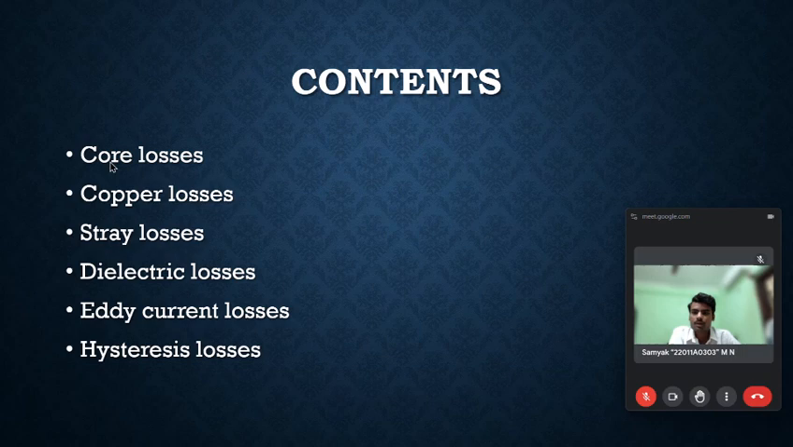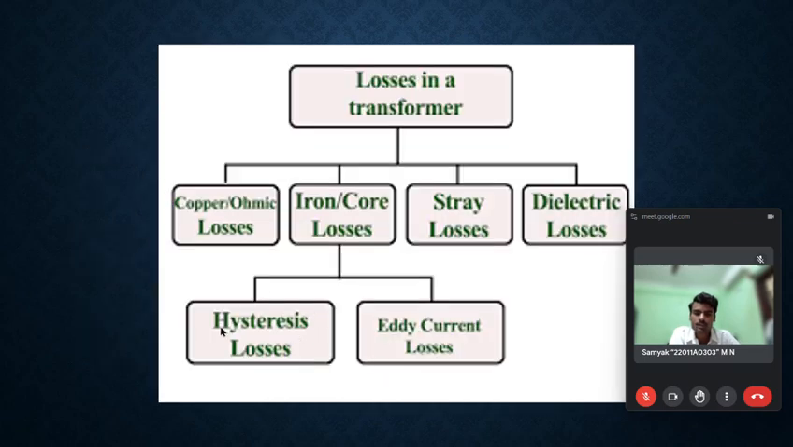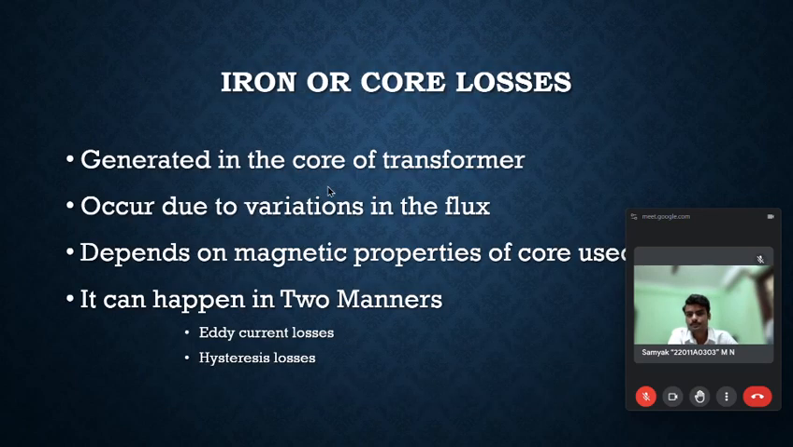The losses can be core, copper, stray, dielectric, and eddy and hysteresis loss come under core losses. As you can see, eddy current loss and hysteresis losses come under iron or core losses. Let us start with iron or core losses because it is the most significant loss that can occur in a transformer.